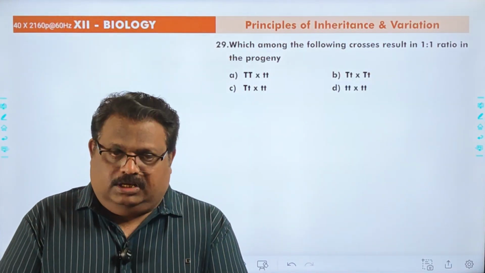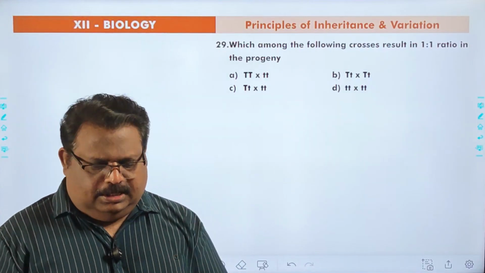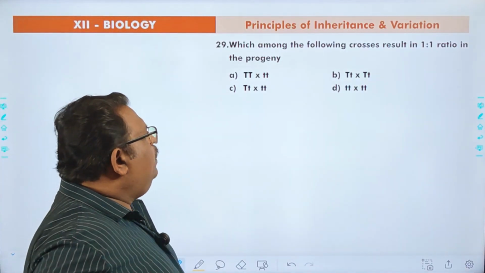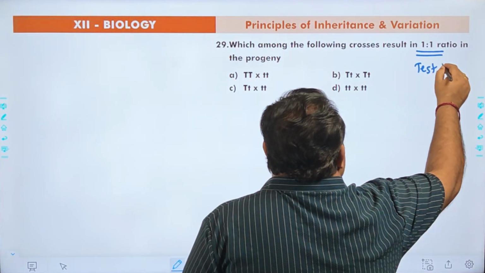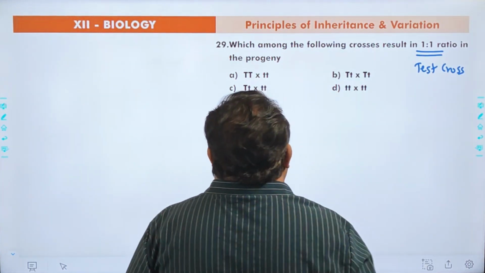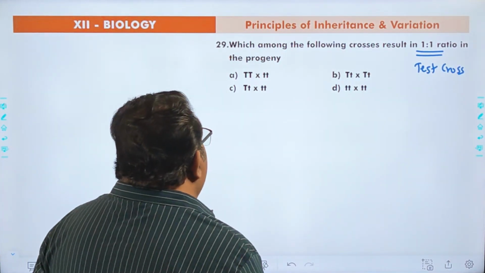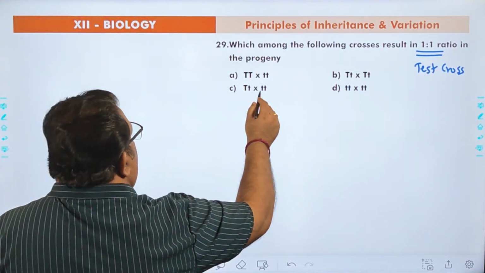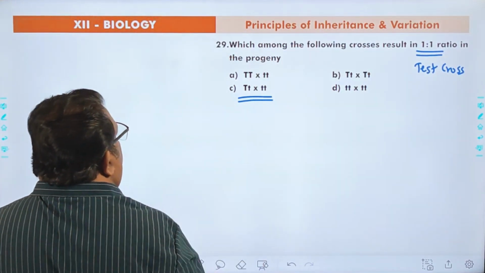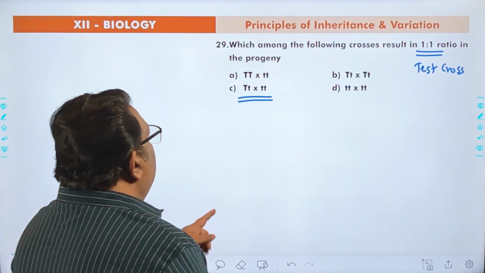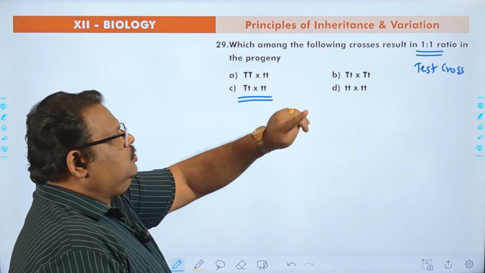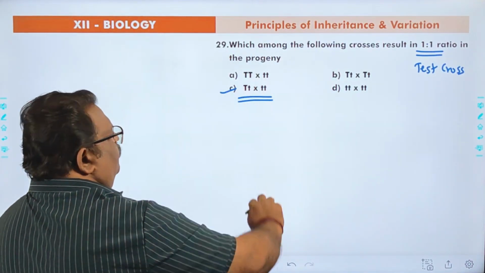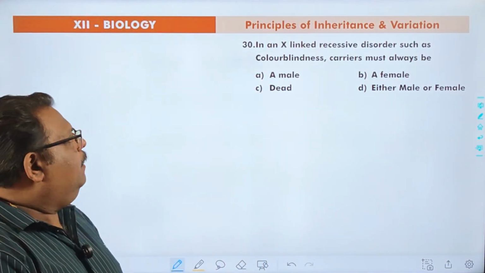Next one, an easy question. Which among the following crosses results in a 1:1 ratio? What is the 1:1 ratio? The 1:1 ratio is a test cross ratio. So identify which among the following is a test cross. What is a test cross? A hybrid with a recessive. Capital T small t is a hybrid and the recessive is small t. That is called the 1:1 ratio. Others we cannot get a 1:1 ratio. So the answer is C.